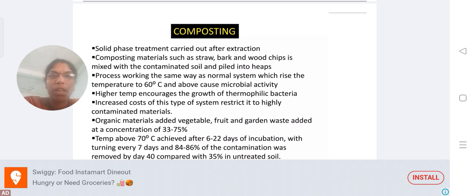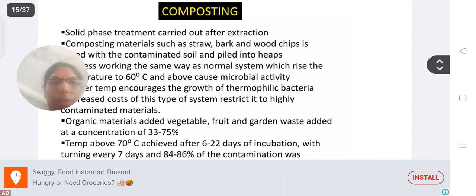The composting material such as straw, bark and wood chips is mixed with contaminated soil and piled into heaps. The process works the same way as the normal system, which raises the temperature to 60 degrees centigrade and above, causing microbial activity. Higher temperature encourages the growth of thermophilic bacteria. The increased cost of this system restricts it to highly contaminated materials. Organic materials such as vegetable, fruit and garden waste are added at a concentration rate of 33 to 75%.